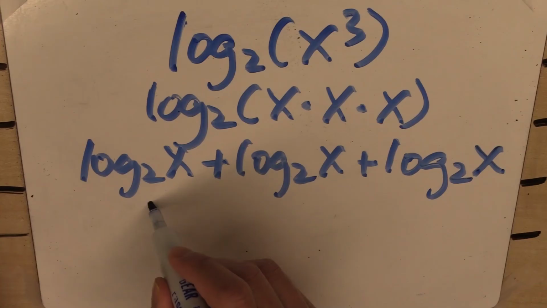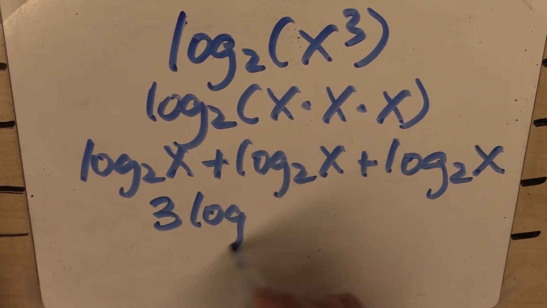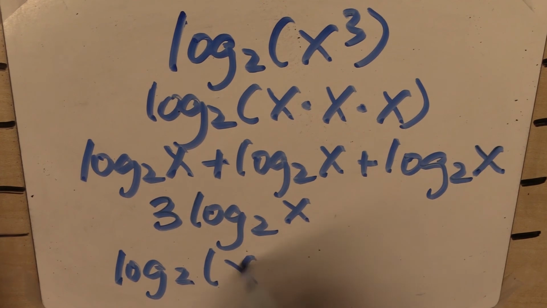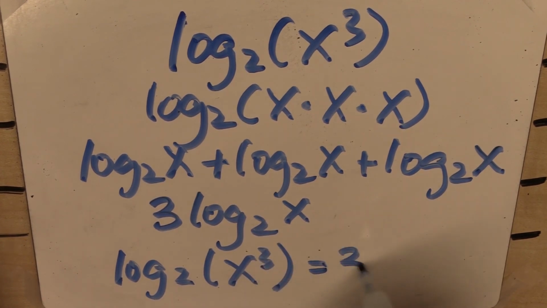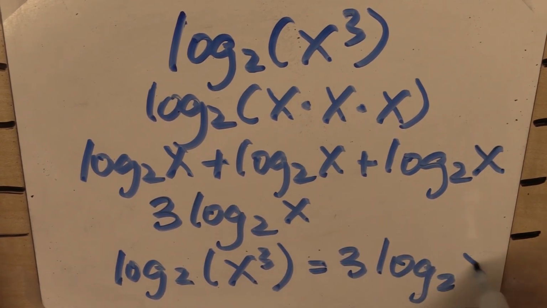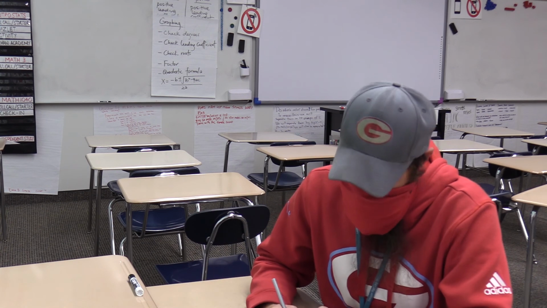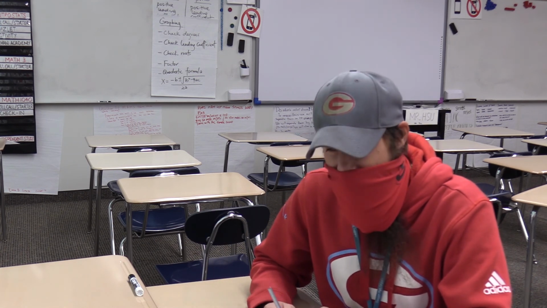I notice that there are three terms that are all the same, so that makes it 3 times log base 2 of x. So my rule is log base 2 of x cubed equals 3 times log base 2 of x. If your rule is true, then I've proven my power rule. I don't really think it's a power rule unless you can prove that it works for any power. You only showed how it might work for 3.